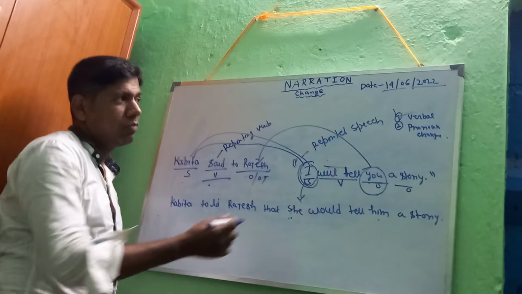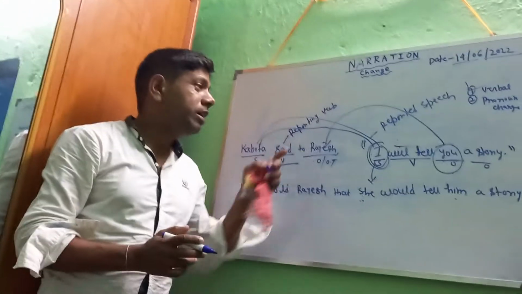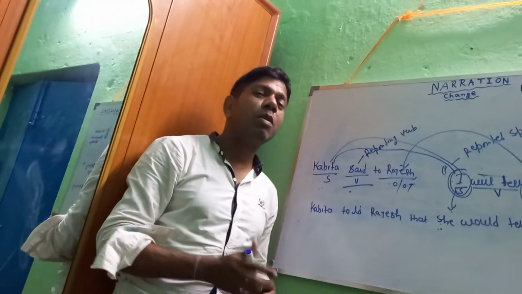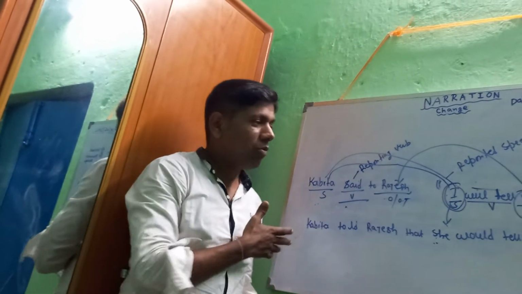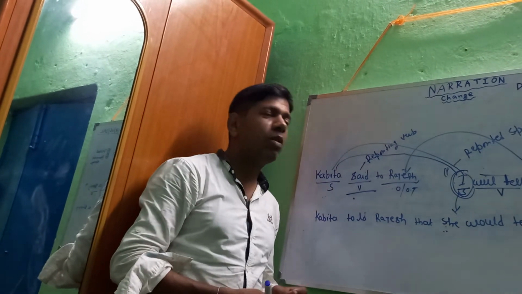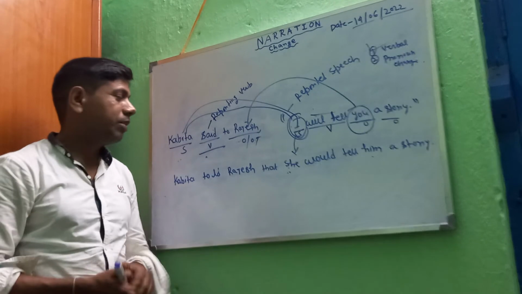So these are the two things: verbal change and pronoun change. Whenever you are converting direct speech to indirect speech, you have to give special attention to two things. Number one, verbal change. Second, pronoun change. After that, I will make you totally clear. When you come to the board, when you attend the class, I will make you totally clear. Okay. Thank you.